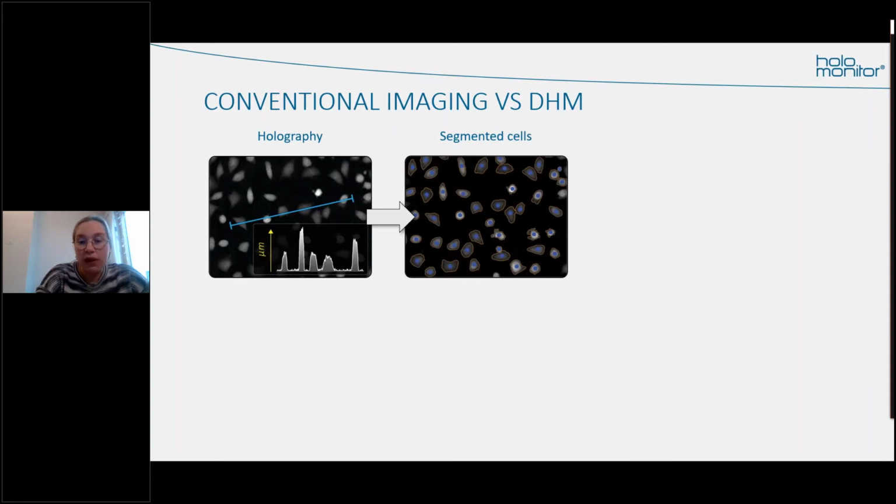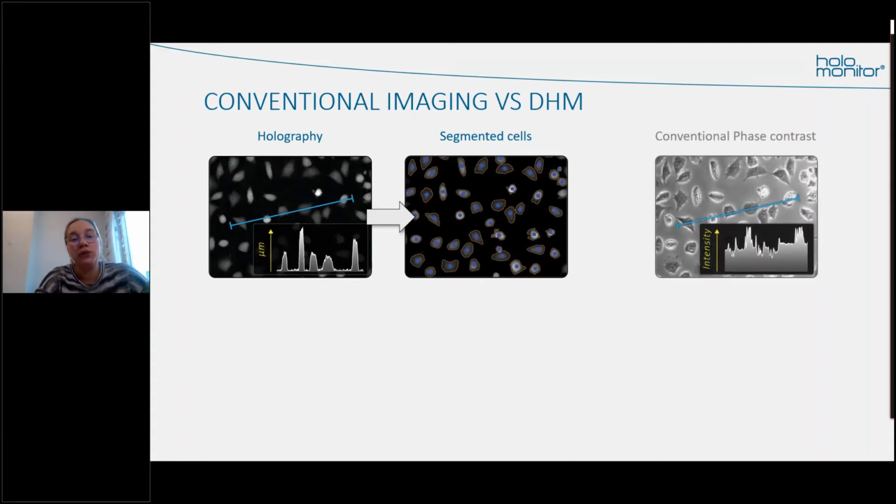This is achieved because we have the information of how much the light is delayed in each pixel of the image, which is then translated by the computer into height measurement, and using this, the software can identify what is background and what is a cell. If you compare this to how a similar measurement would look in a phase contrast image, you can see that there is no clear profile separating the cells from the background, which, as I mentioned earlier, makes these images very hard to quantify.